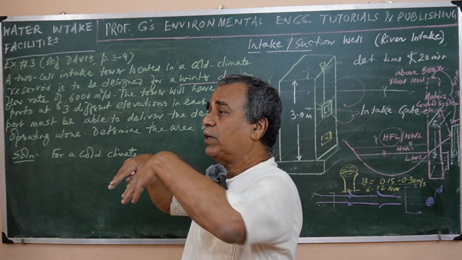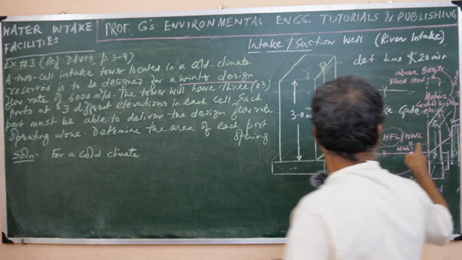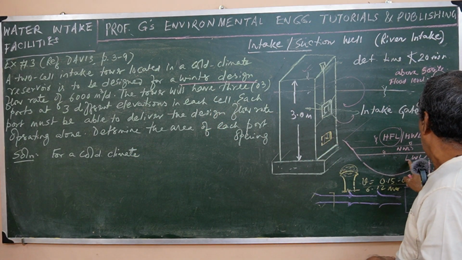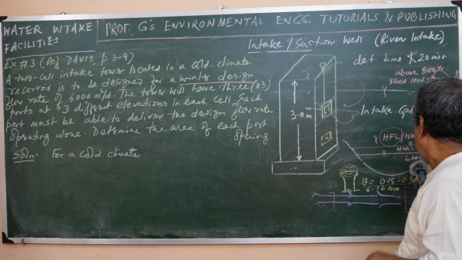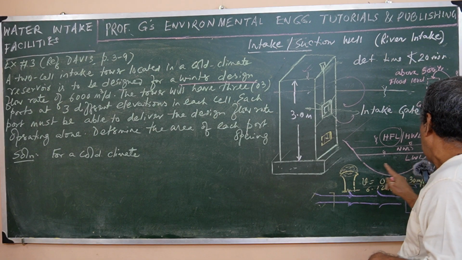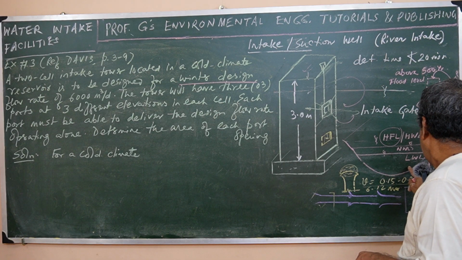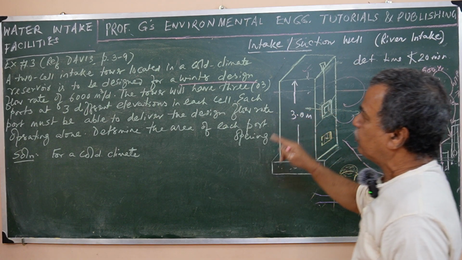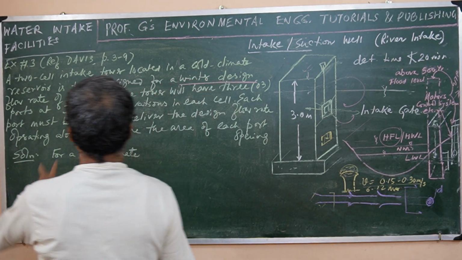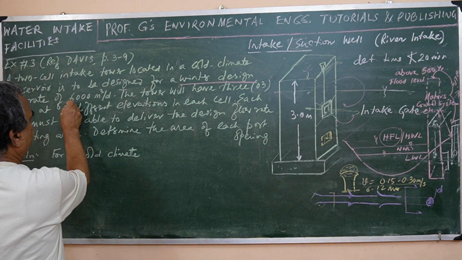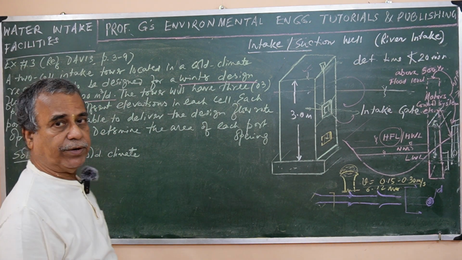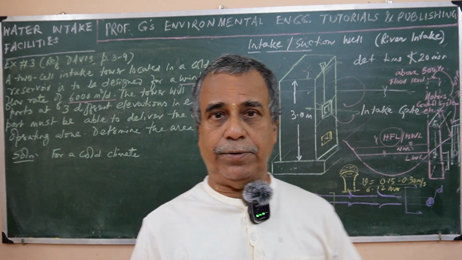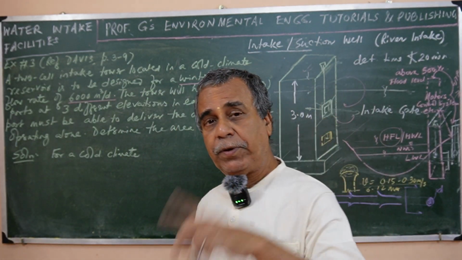Because the water will recede, I told you that the lowest water level will be attained, or will be seen, during winter time. And the flow rate at that time is the minimum flow rate for which you have to design. Okay, I repeat this one.